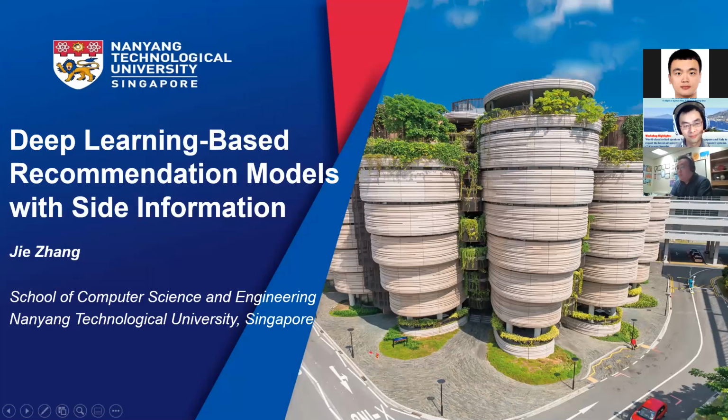Okay, so today I'm going to talk about deep learning-based recommendation models with side information. My group has been working on recommender systems with side information since about 10 years ago. We started with recommender systems by leveraging social networks, and then also users' textual review information, as well as item categories.